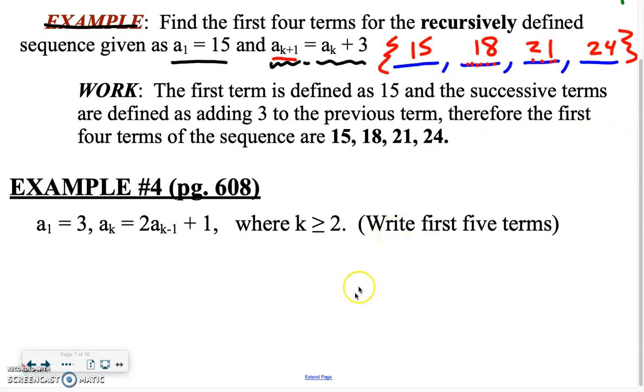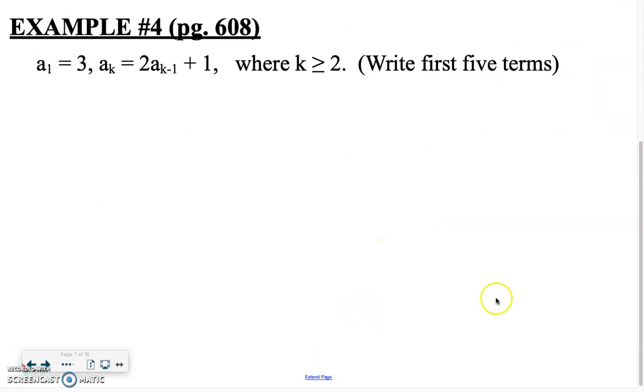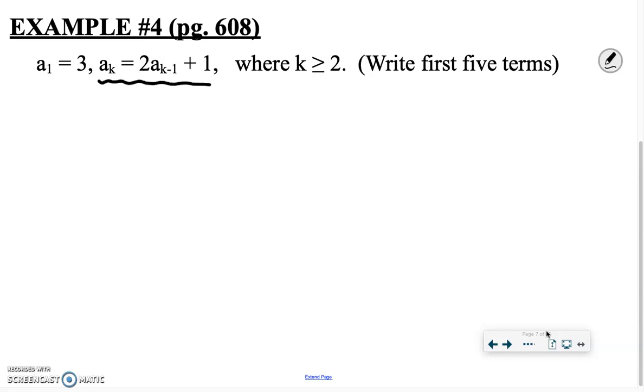So example number 4, you can find this on page 608. Again, this one, more subscripts that potentially could throw some people off. Hopefully not, though. When looking at this, we're given that a sub 1 is equal to 3. But this time, by definition, we're told that a sub k is equal to 2 times a sub k minus 1 plus 1.